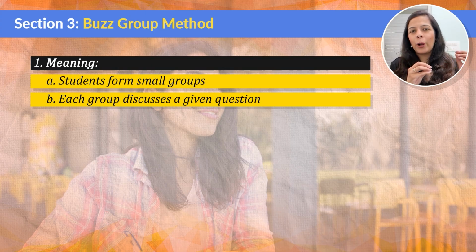You know, if you've ever gone to a garden and seen a bee, and you have seen the bee humming, that's the kind of sound that fills the entire room. So that's why the name of the method is called buzz group method.